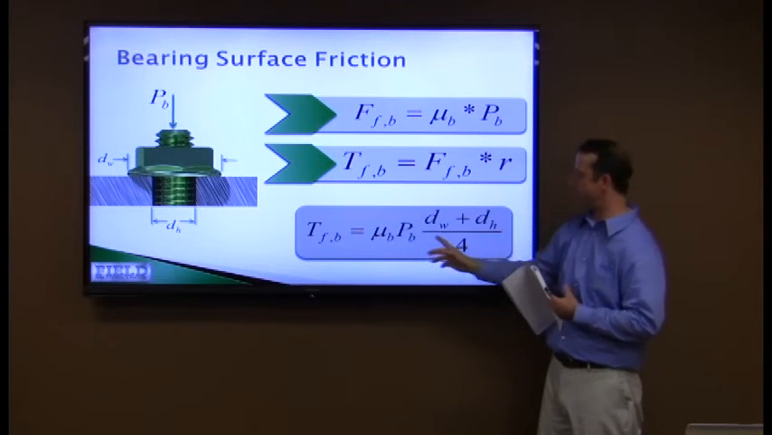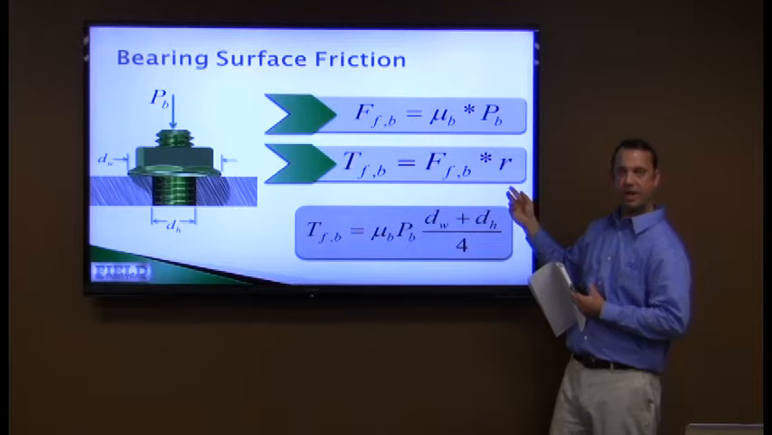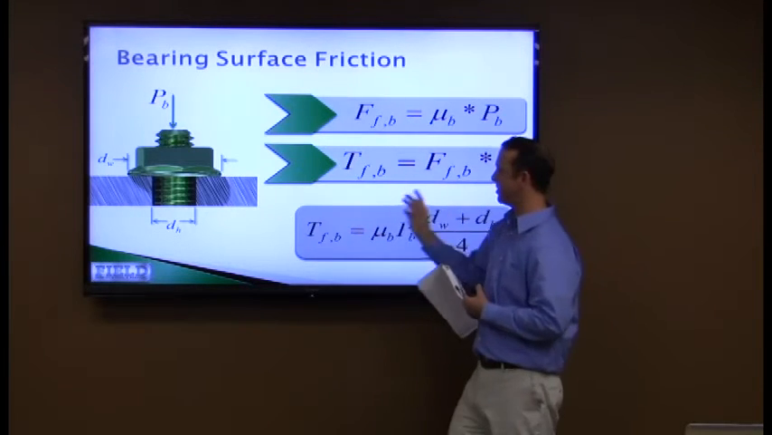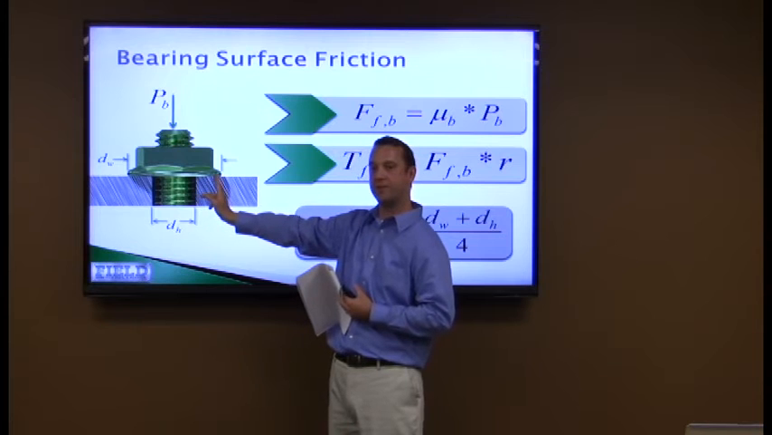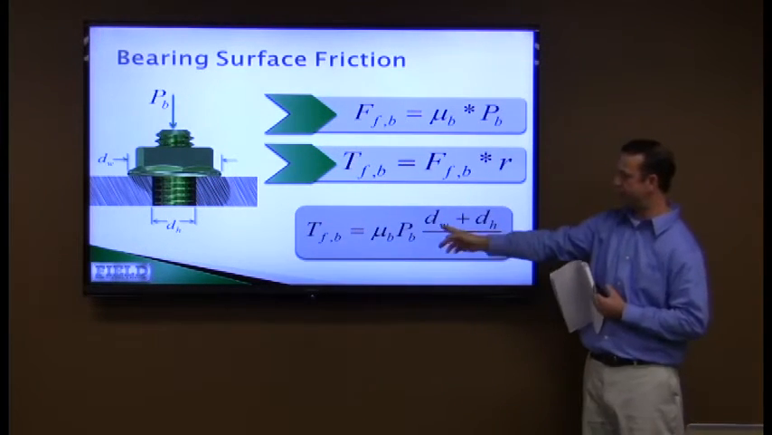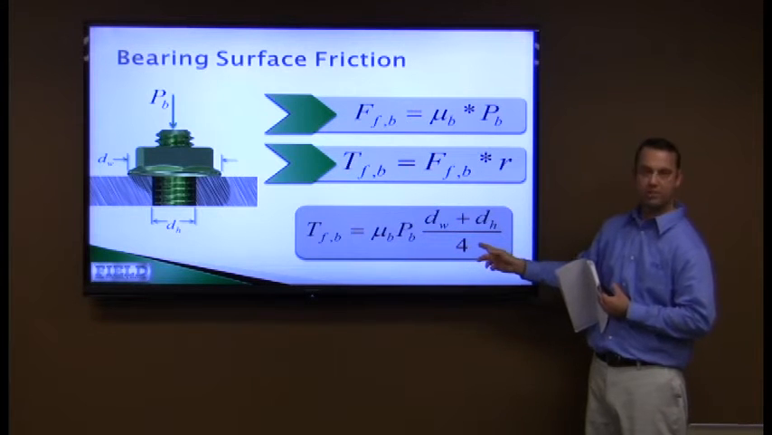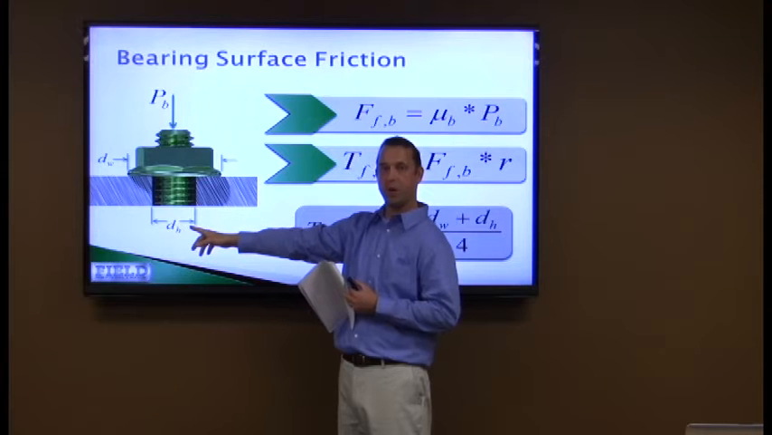And this would be the long form of this. The R is a little bit different in this case. It's actually the distance from the center of your bolt to the center of your bearing surface, and that's displayed here as dW plus dH divided by 4, your dW being your washer diameter and your dH being your hole diameter.